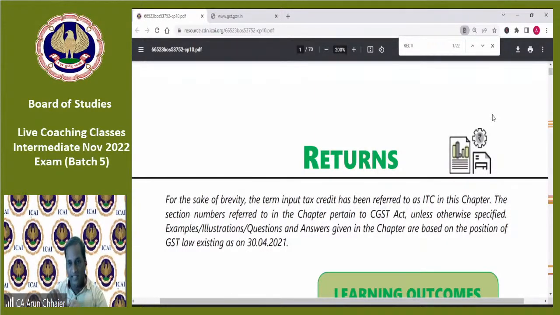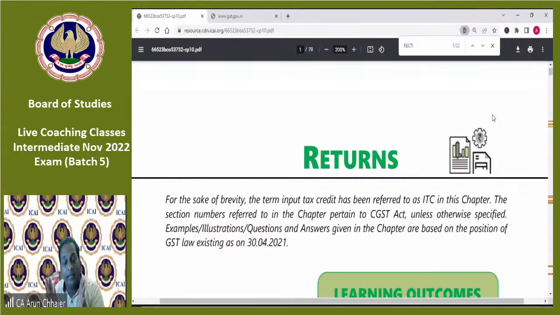If I have not furnished the IFF by the due date, can I file the IFF after the due date? Can I file after the due date? The answer is no, I cannot file after the due date.